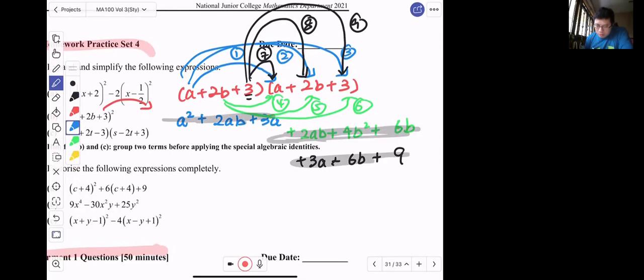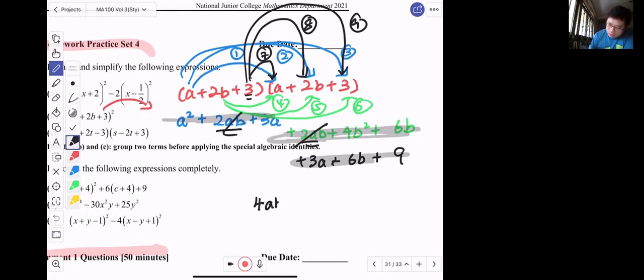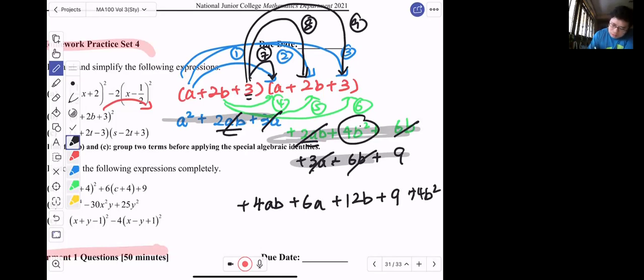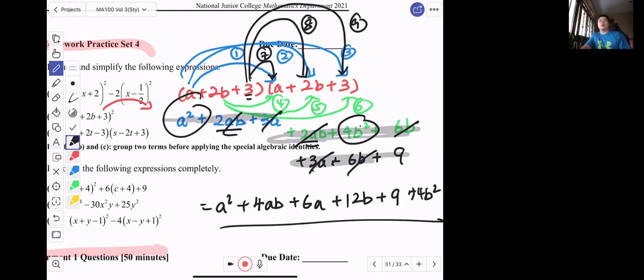Now, if you observe, there are some terms that are the same. For example, this guy and this guy, if I put them together, gives me 4ab. This 3a and 3a gives me a 6a. 6b and 6b gives me a 12b, plus 9, plus 4b squared, plus a squared. And this is my answer. It's 6 terms, sorry, not 7. Okay.